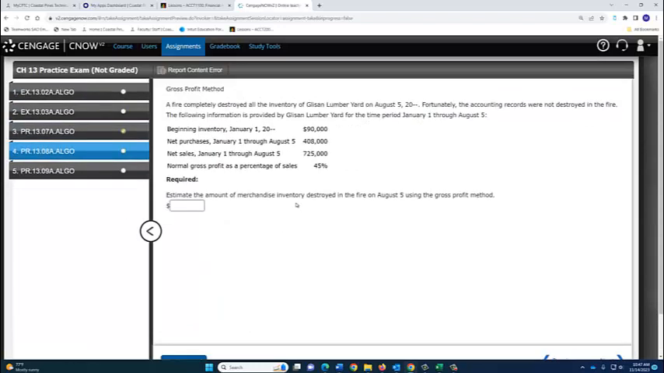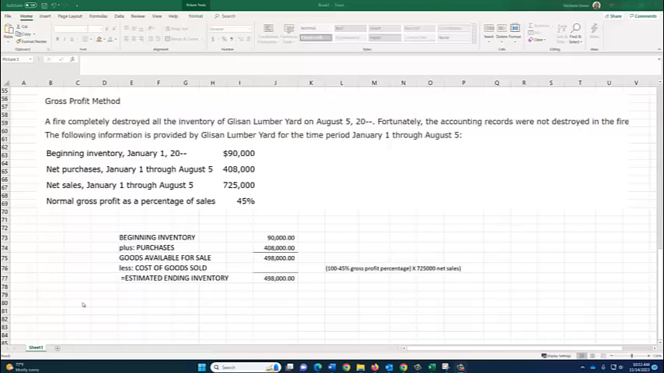Now we're going to estimate our ending inventory using the gross profit method. And to complete the gross profit method, you have to know the following formula. And that formula is beginning inventory plus purchases equals goods available for sale less the cost of goods sold will give you the estimated ending inventory. Now, every number that you need for this formula is going to be provided to you, except for one where we have to do a little math, but it's easy math.